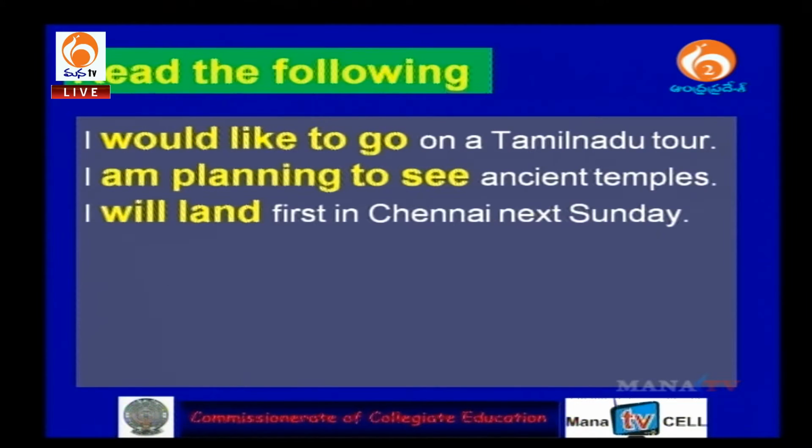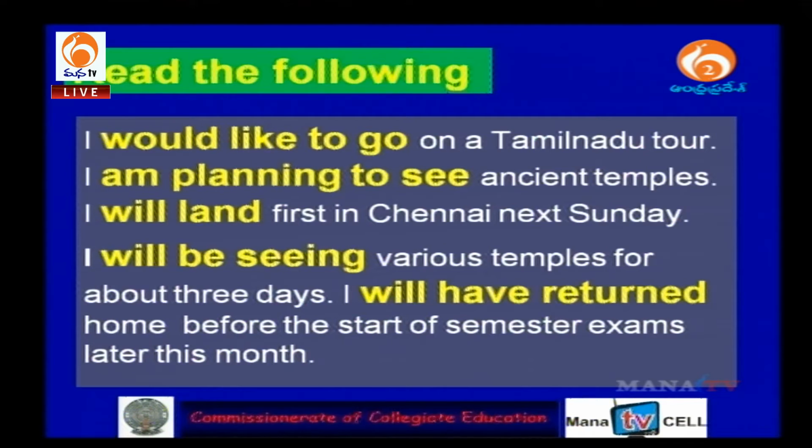Now, if we read this following passage, we can have different verb combinations or verb conjugations in each of the sentences. Let me read through this passage. I have bolded some of the words in each of the sentences, and please have a close look at all those words. The first sentence in the paragraph is, I would like to go on a Tamil Nadu tour. I am planning to see ancient temples. I will land first in Chennai next Sunday. I will be seeing various temples for about 3 days. I will have returned home before the start of semester exams later this month.